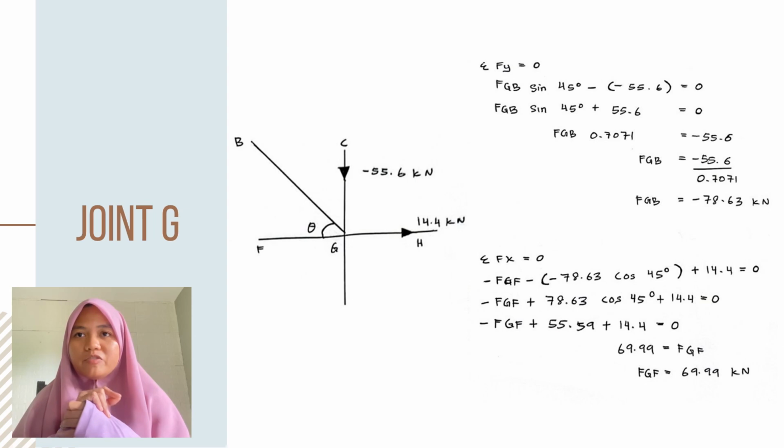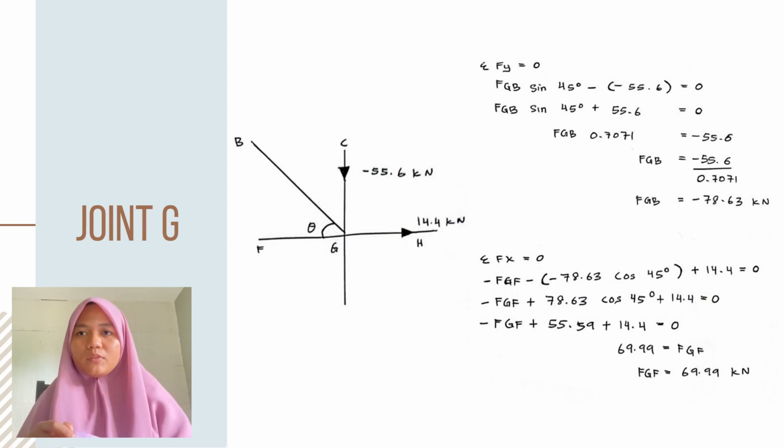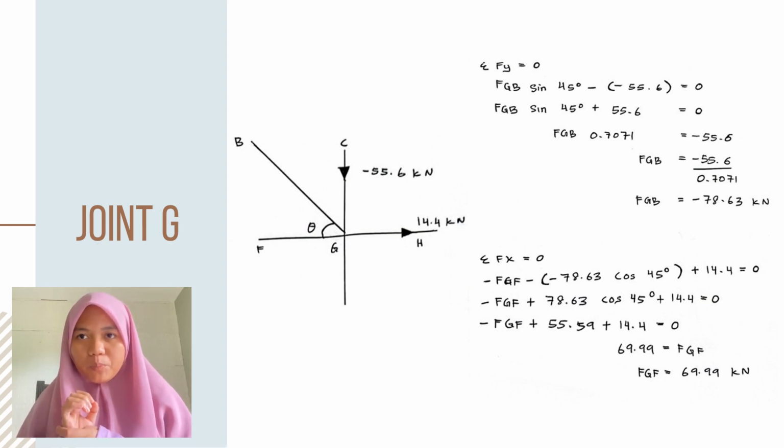Negative FGF minus negative 78.63 cos 45 plus 14.4 equal to 0. The answer is FGF equal to 69.99 kilonewton.